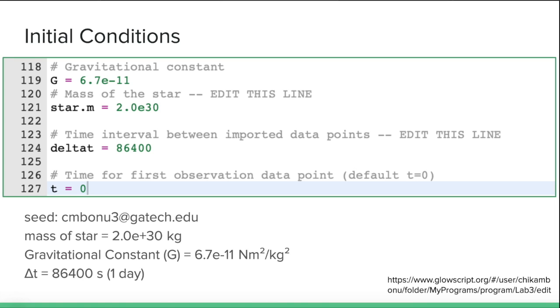These are the initial conditions that I used for my code. I used the gravitational constant, which is equal to 6.7 e to the negative 11. And then I used the mass of the star that we were given, which was 2.0 times 10 to the 30th. The seed I used was my email. And then delta t, which was equal to 1 day, I converted into seconds, which was 86,400 seconds. And our starting time was at t equals 0.